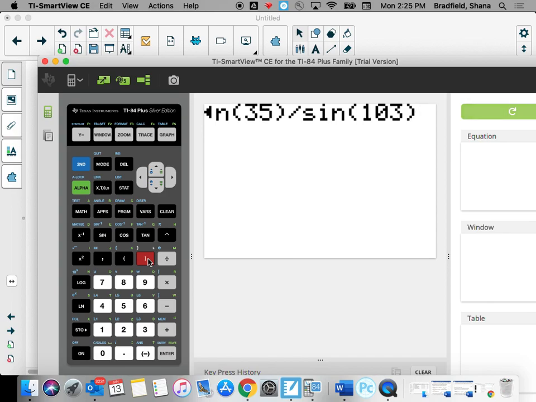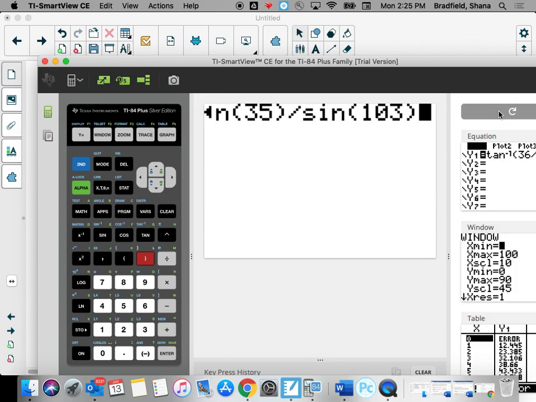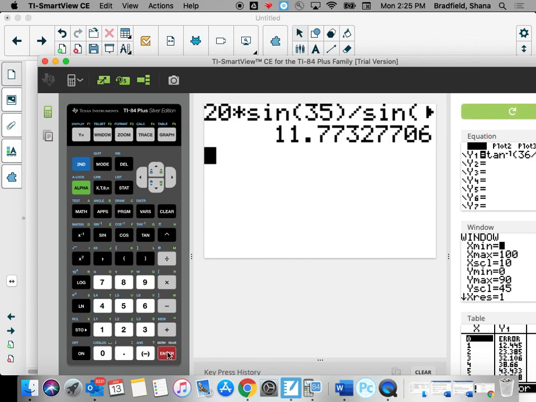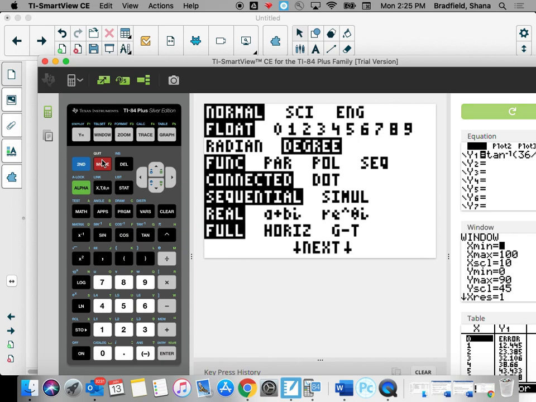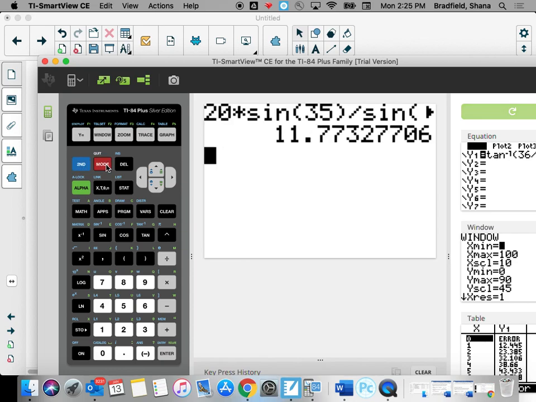And I'm not sure whether I'm in radians or degrees, so we'll just see what happens here. So in this case, actually, I was in degrees. If you're going to put degrees in, you need to make sure you're in degree mode. And I was in degree mode. If you were doing radians, you would obviously do radian mode. So my solution then, rounded to the nearest tenth, would be 11.8.